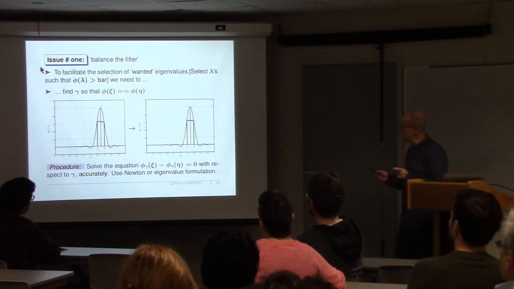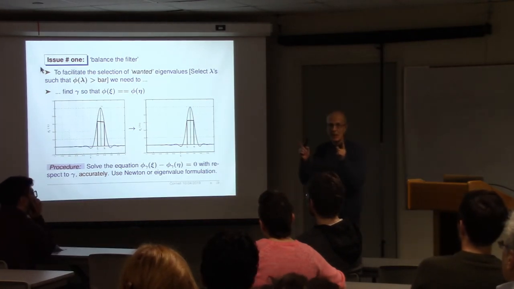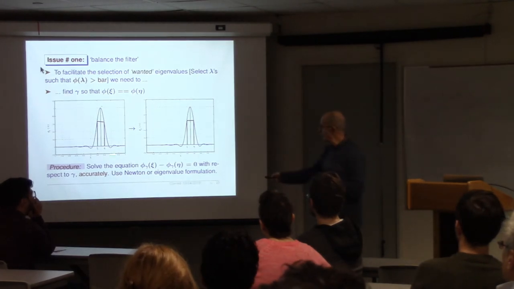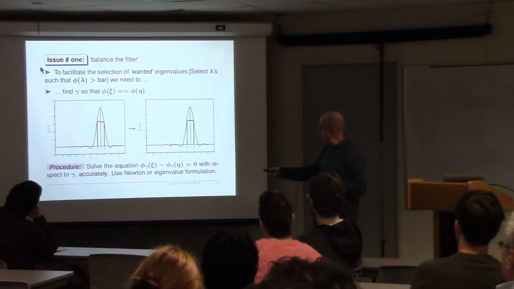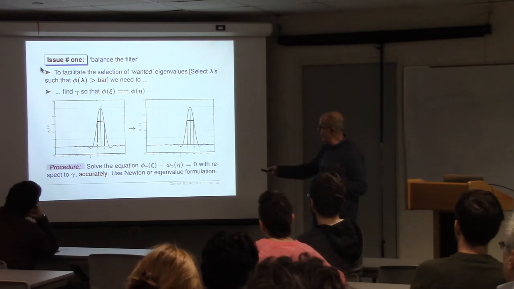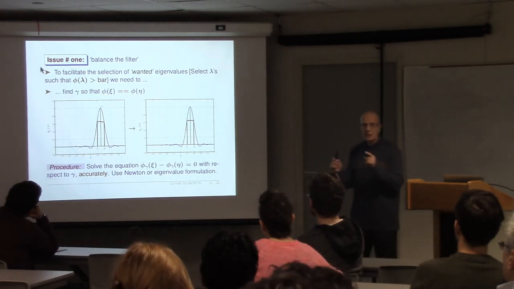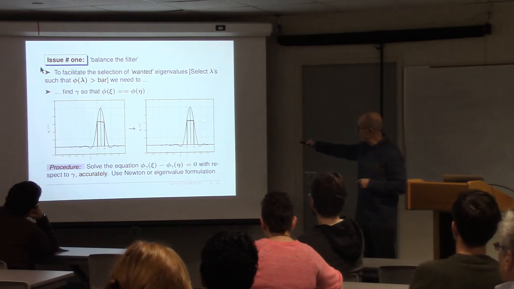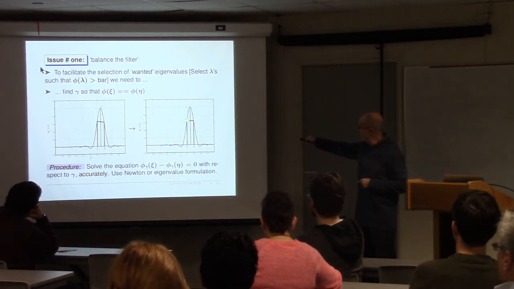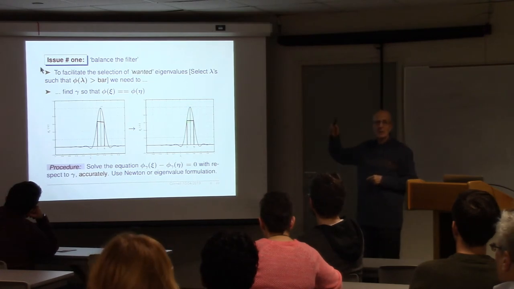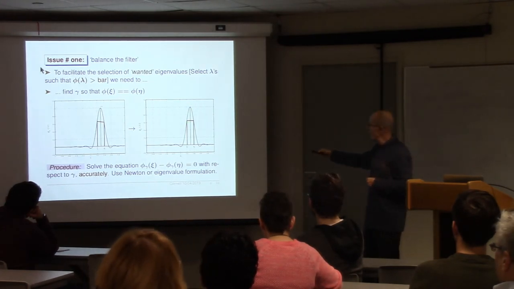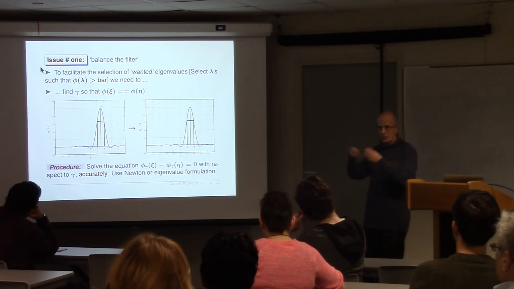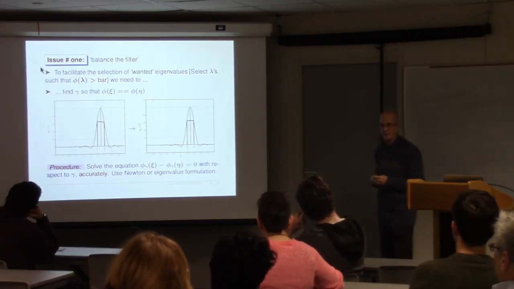The first thing to do: what I'm given is an interval. That's all. I'm given an interval, and I want the polynomial that's high in that interval and small outside. In order to make the code simpler, I would like a situation like this, where I have just a bar here, for example, and everything above that bar corresponds to a wanted eigenvalue, and everything below it corresponds to an unwanted eigenvalue.